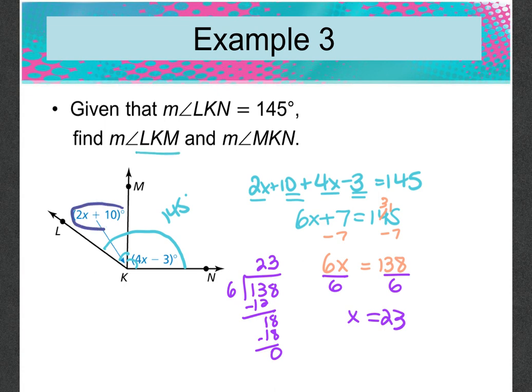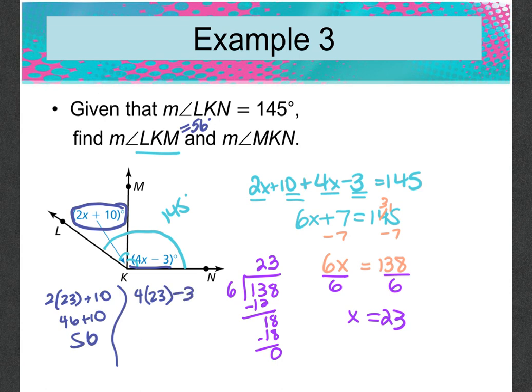Now what it's asking for is LKM. So I'm going to take my x and plug it into LKM, which would be 2 times x plus 10. I'd get 46 plus 10, which is 56. And then I would do the same thing with 4x minus 3. 4 times 23 minus 3, 92 minus 3, which is 89. Once I found the 56, I also could have just subtracted that from the 145, and I would have gotten the same answer.